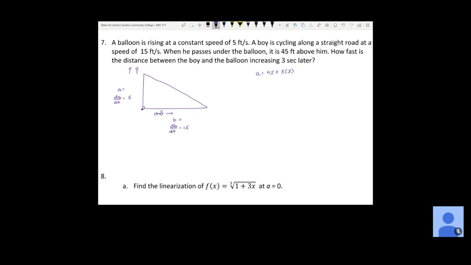Okay. Yeah. So he travels at 15 feet per second, right? But we're talking about the balloon right now. The balloon is rising at 5 feet per second. It's doing that for 3 more seconds, so it's going an extra 15 feet at that point. So when we add this together now, 45 plus 15 should give us 60, right? So our A value over here now, the balloon's actually going to be at a height of 60 feet total.